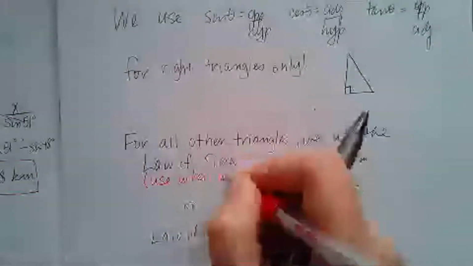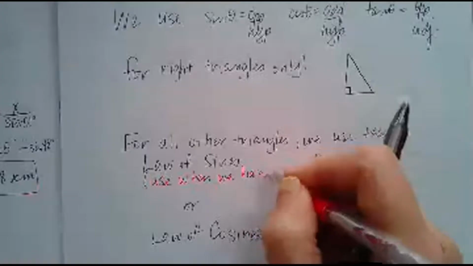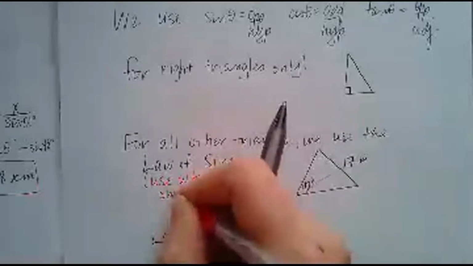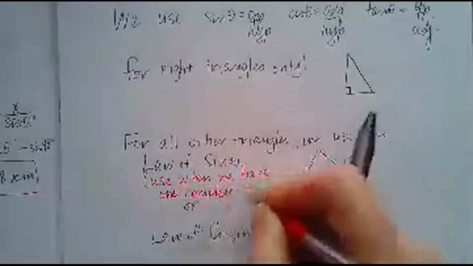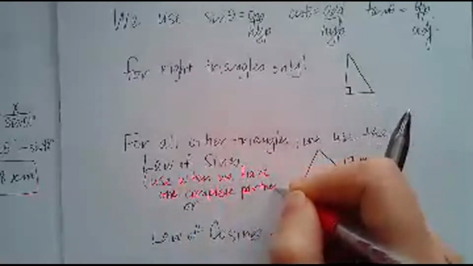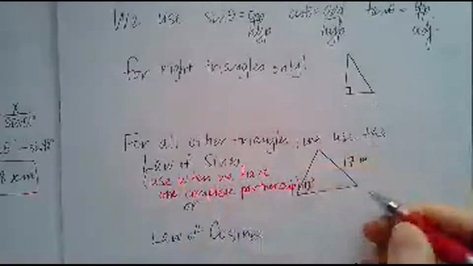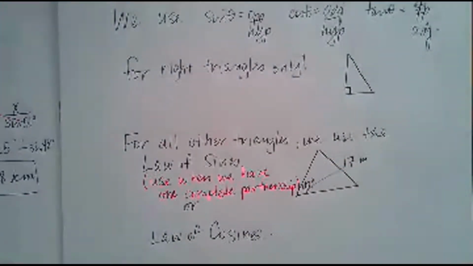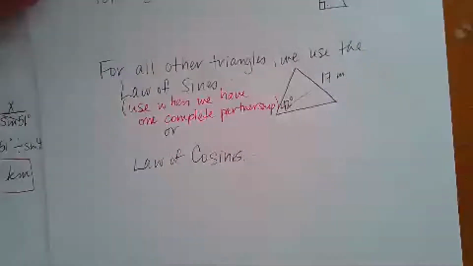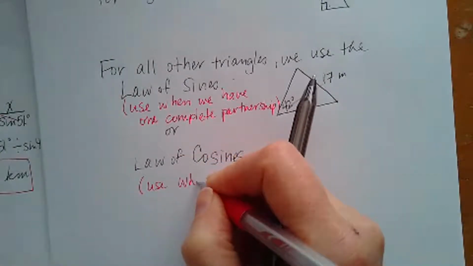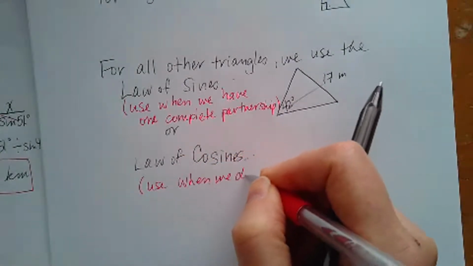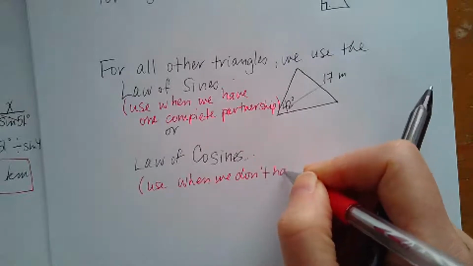Use when one complete partnership. So I mean an angle and the side opposite, right? For all others, we use the law of cosines. Use when we don't have a complete partnership.